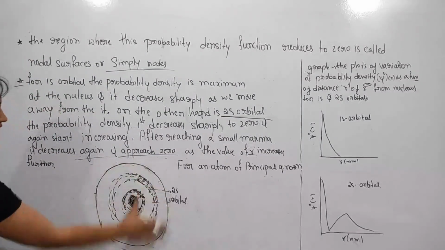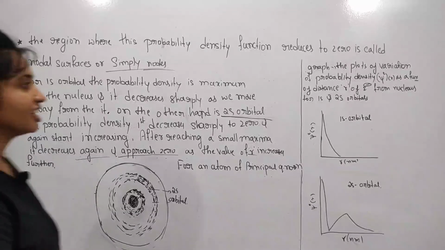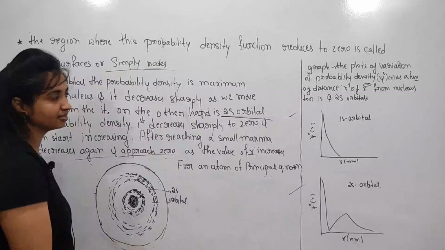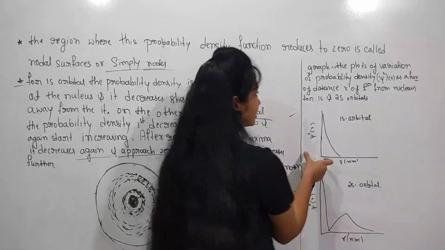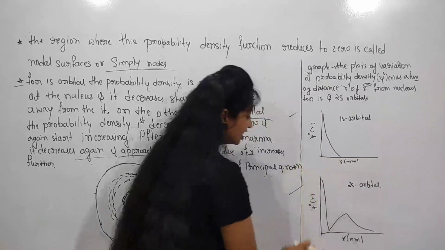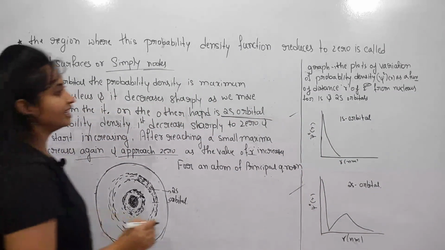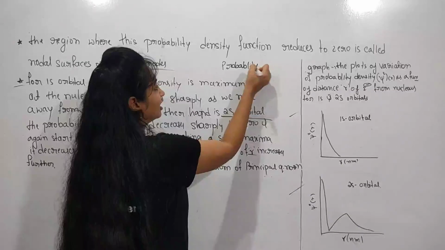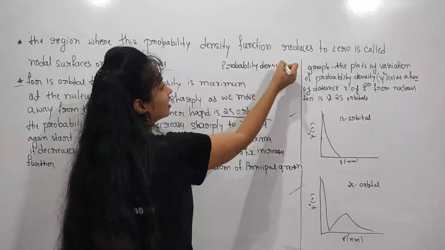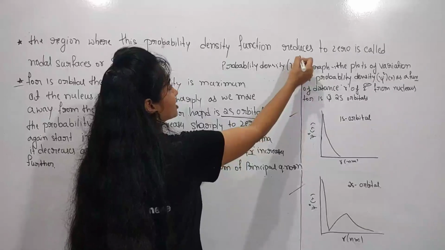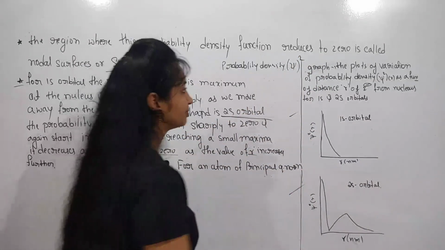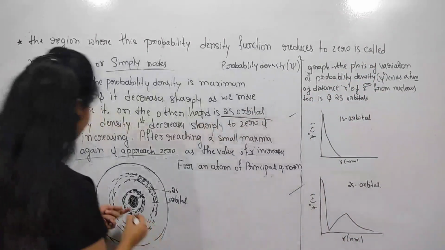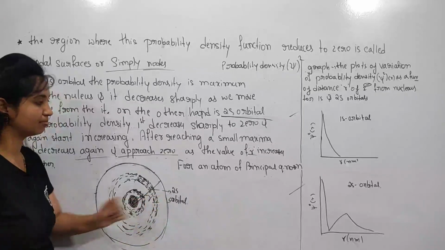Now observe these graphs. These graphs also show the nodes. These graphs are plots of the variation of the probability density. I already told you the probability density is nothing but the square of the wave function. So the probability density is a function of distance, which is denoted by r.